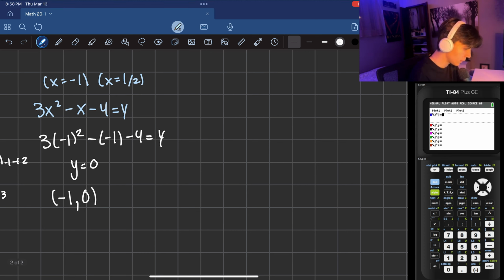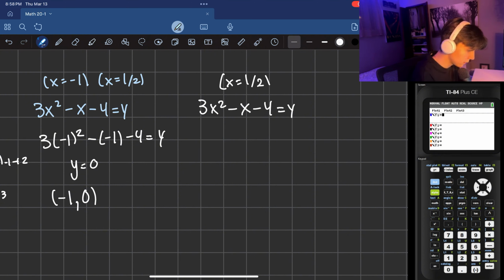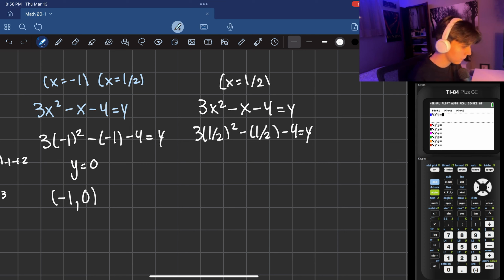So now let's test out the other solution. We have 3x squared minus x minus 4 is equal to y, and we have x is equal to 1 over 2. So now we're just looking for y where x is equal to 1 over 2. So let's plug it in. We have 3 times 1 over 2 squared minus 1 over 2 minus 4 is equal to y.